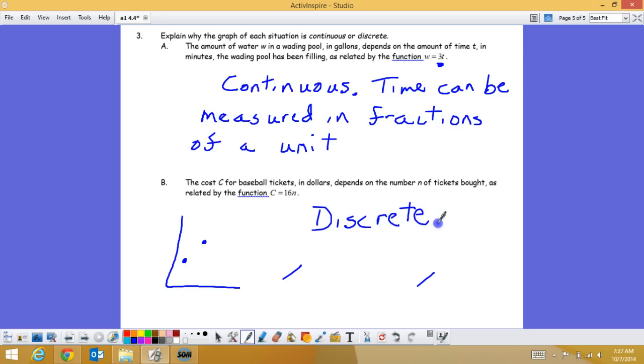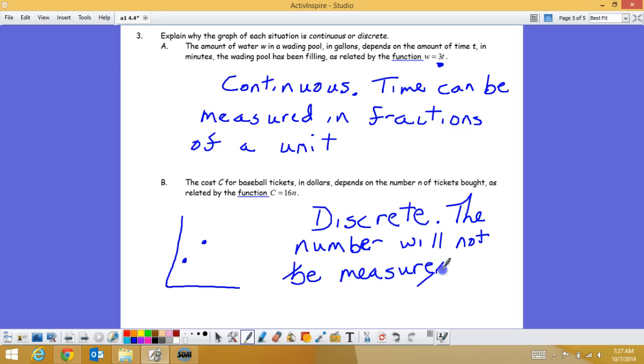And the number of tickets will not be measured in fractions or decimals. They will be measured in whole numbers. So that's what makes that a discrete graph.